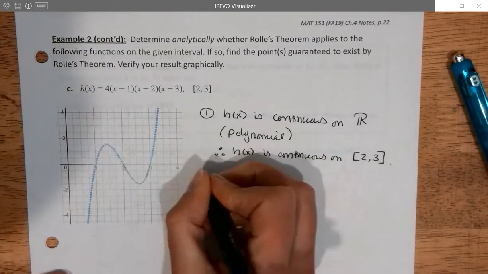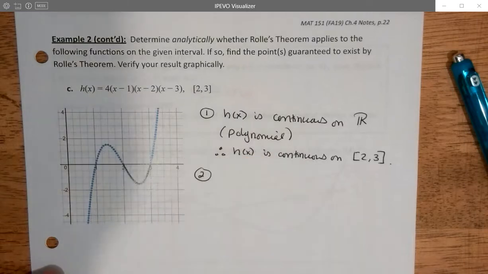Second criteria. All right, now I'm going to need its derivative. This derivative might be easier found if I multiplied it all out, but let's actually go ahead and do that since we're going to want to find the point anyway.